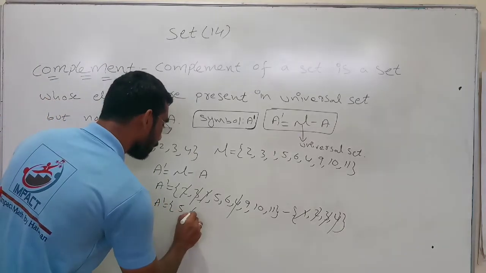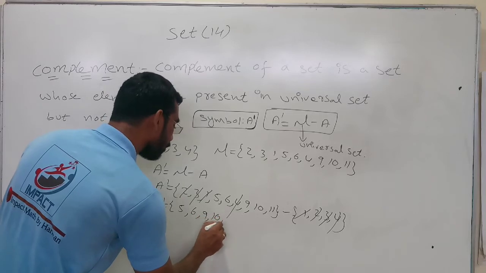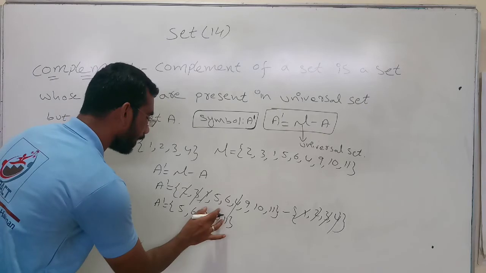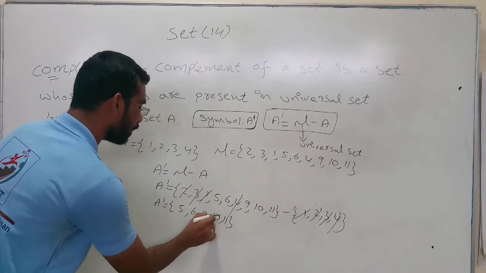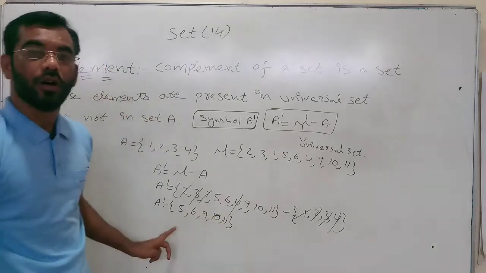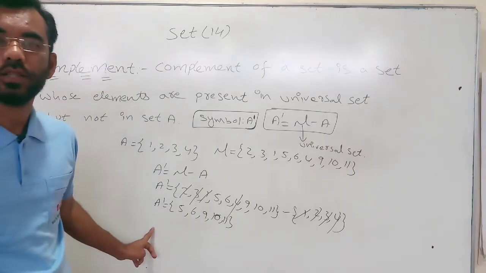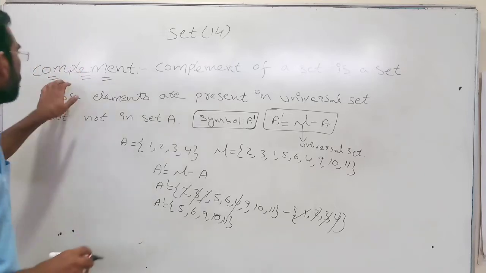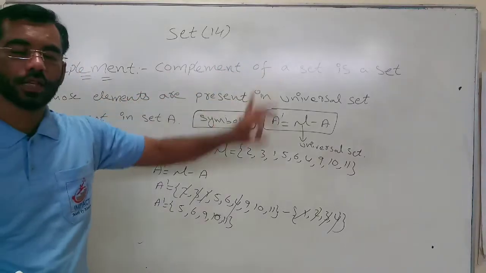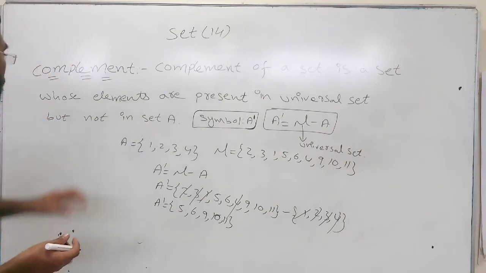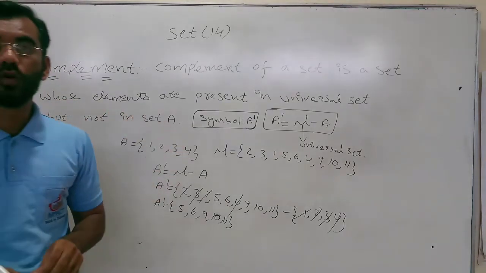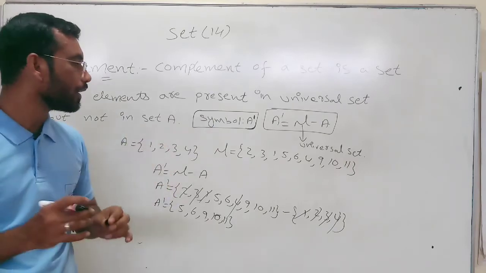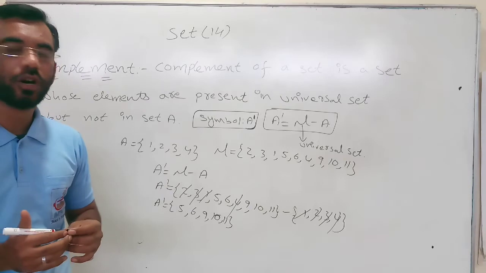5, 6, 9, 10 and 11. This is the A complement. Okay, this is the A complement. What is complement? Once again we will see. Complement of a set is a set whose elements are present in the universal set but not in set A. It should not be present in set A.